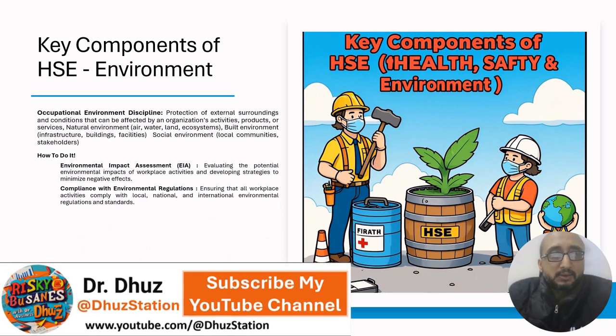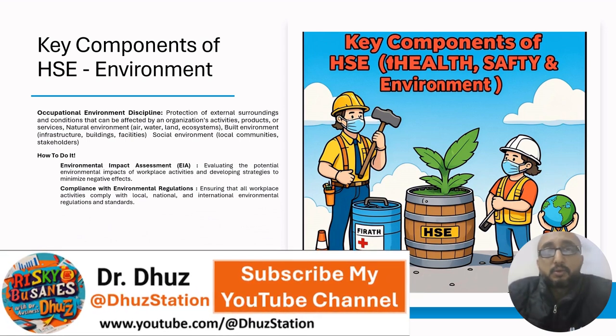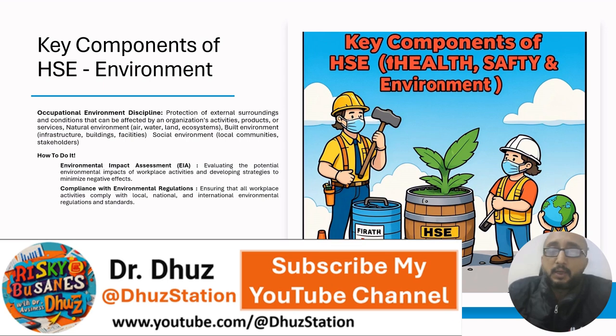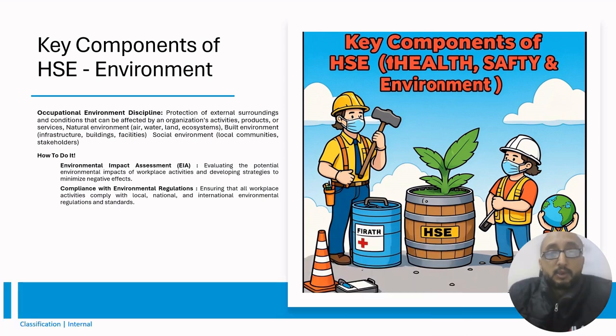Then there is compliance with environmental regulations. Obviously, for health and safety, there are regulations. Regulations are basically the national or international laws which are mandatory to follow. They are for health, safety, and environment, and they are separate for each. So it is compulsory for an organization to make sure that it follows all the regulations related to health, safety, and environment.